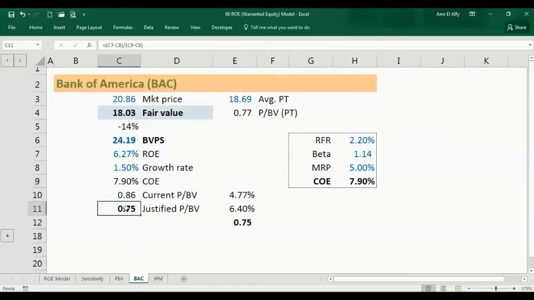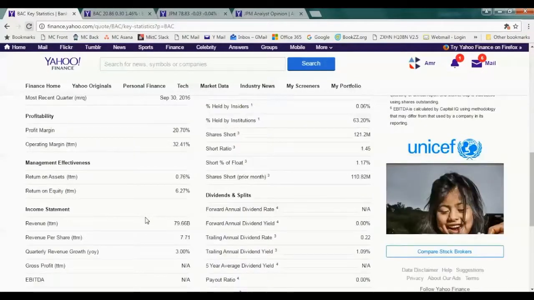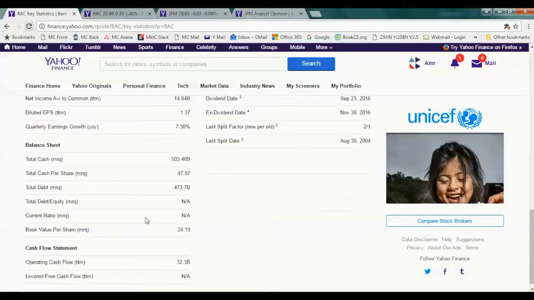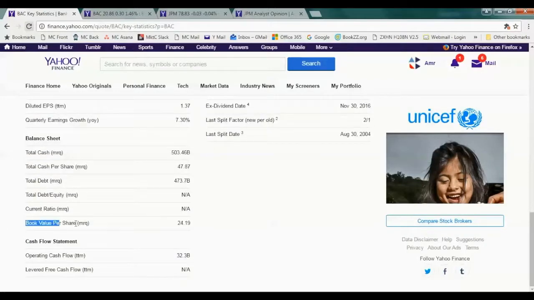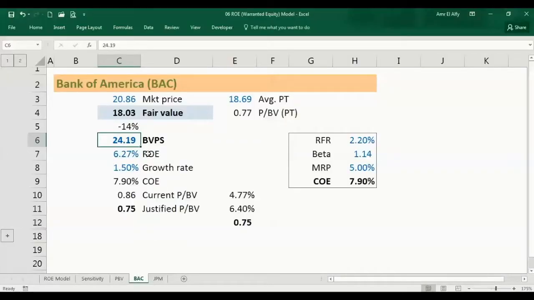So how can you calculate the justified price to book? It's ROE minus G divided by cost of equity minus G, and here it is 0.75. So you need to multiply this by the book value per share. Where can you get the book value per share? You can again go back to Yahoo Finance and look at the book value per share. Here it's 24.19, and this is the MRQ, the most recent quarter, the latest financials published. So it's 24.19. This is the book value per share.